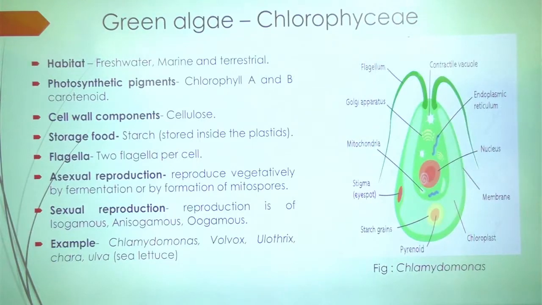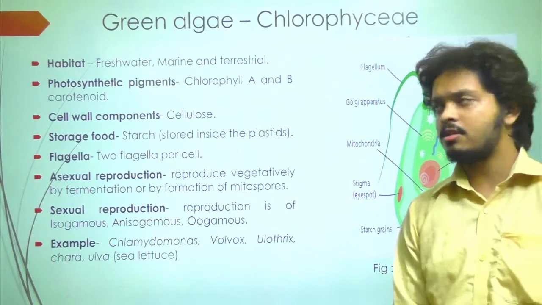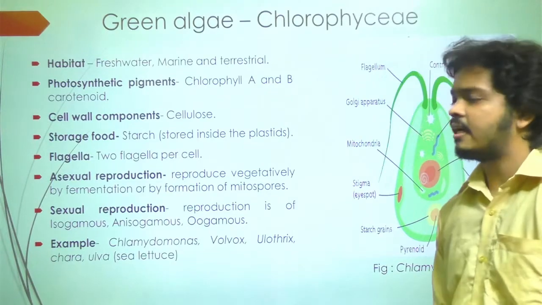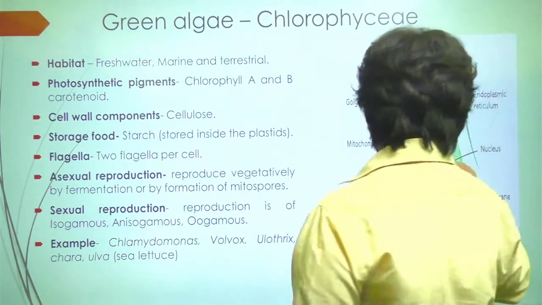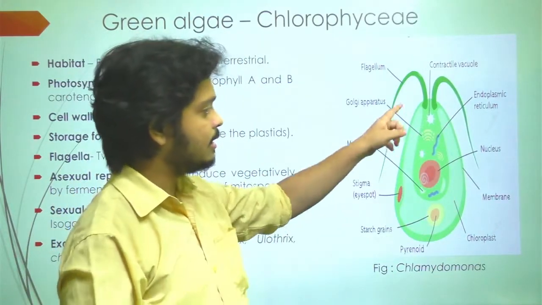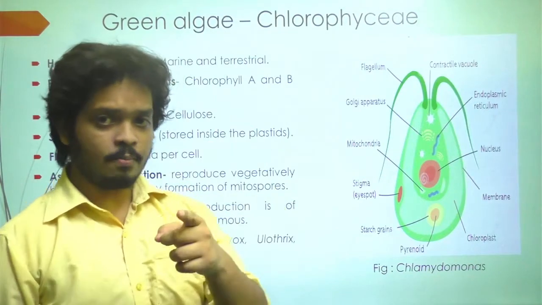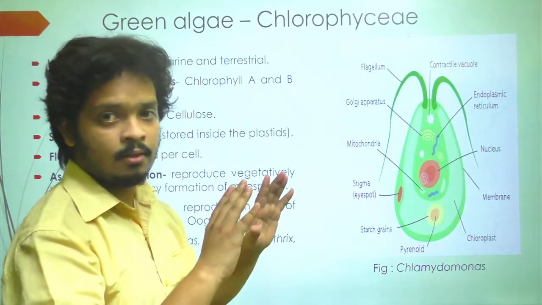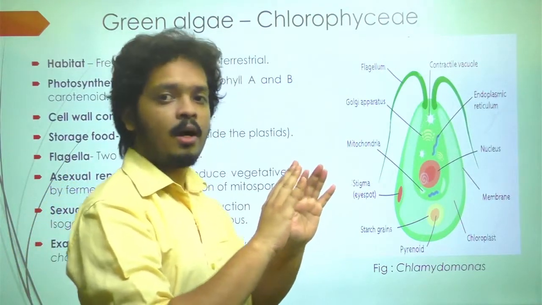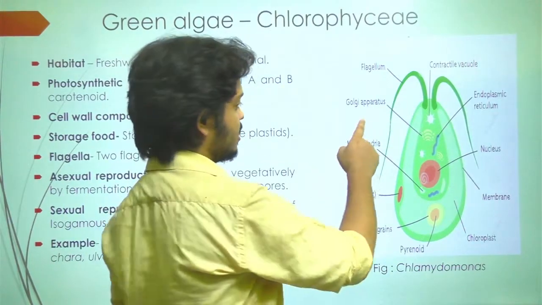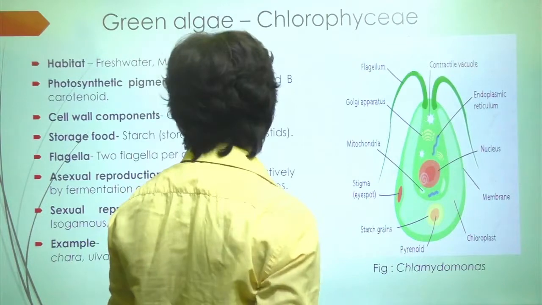Habitat. First, let's talk about habitat. They live in freshwater, marine and terrestrial conditions, these green algae. They have photosynthetic pigments, chlorophyll A and beta carotenoid. Take a look at the color of this particular image. Green in color. They have chlorophyll. They do perform photosynthesis. So always read the image, that will help you understand well. It is green in color, that means it has chlorophyll.